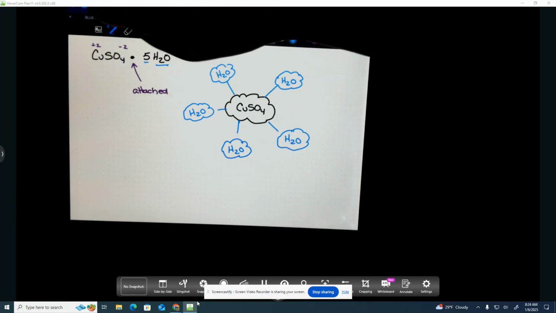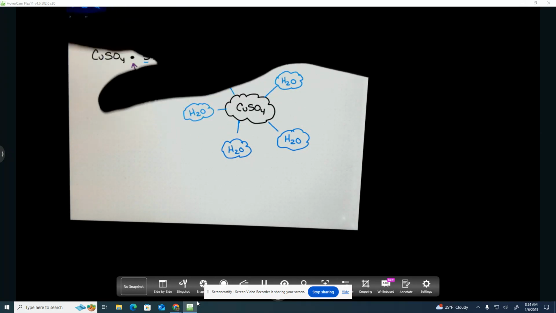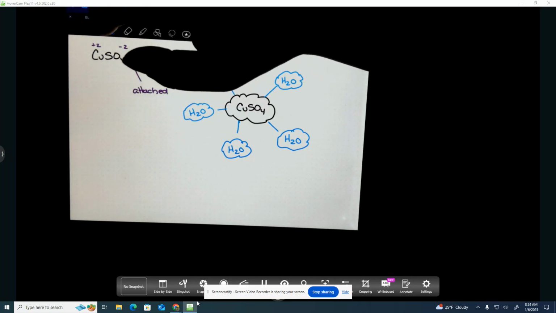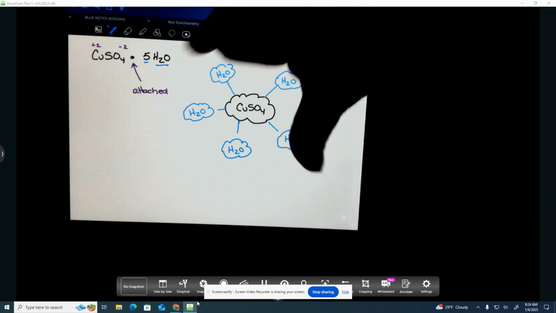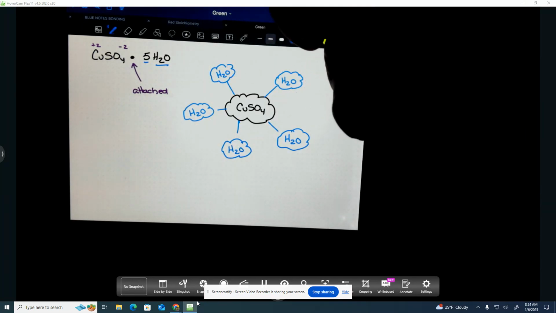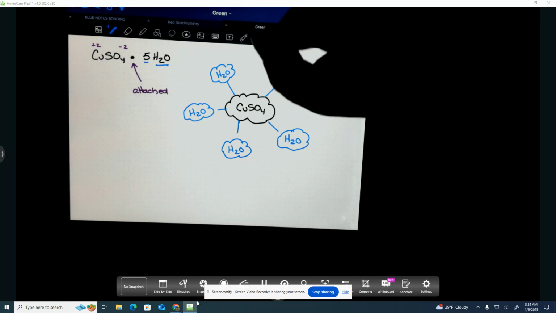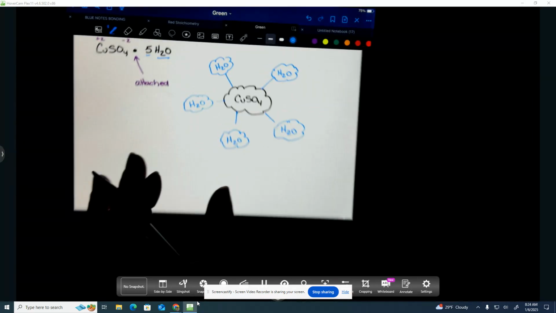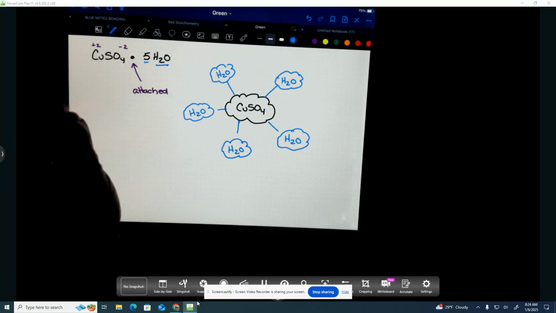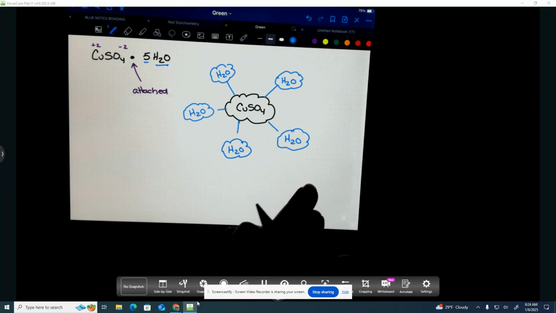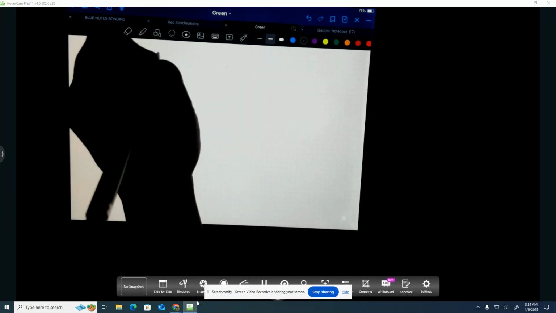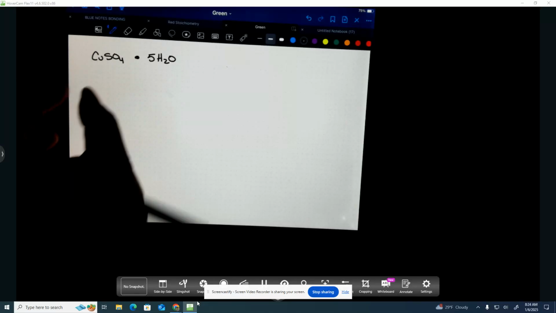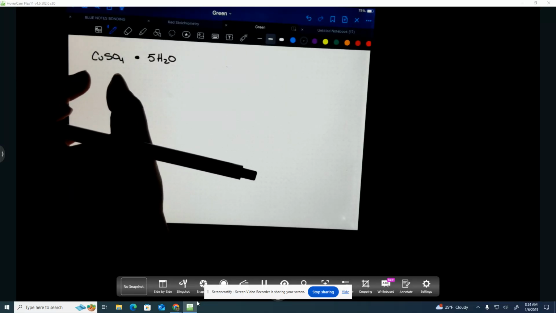If you are asked to find the gram formula mass of all this, what do you do with them? How could I find out how much this thing weighs? You add them all up. You do not multiply. So let's figure out how much the copper 2 sulfate with 5 waters attached to it weighs. I'm going to get another piece of paper. All right, so CuSO4 with 5 H2Os attached. Let's figure out how much the copper 2 sulfate weighs.